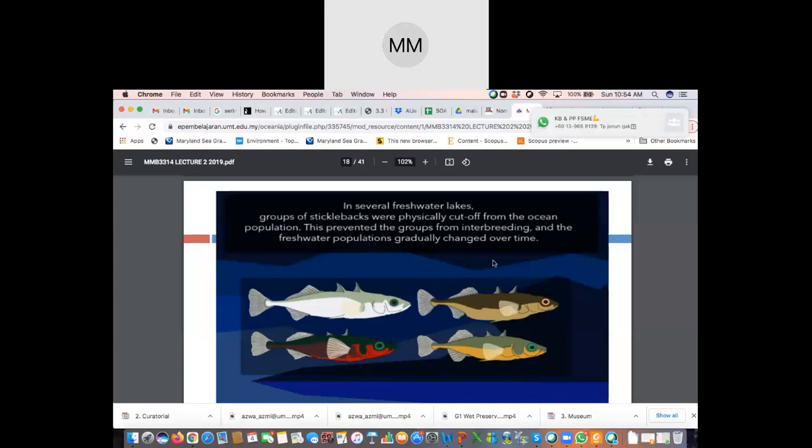From the physical cutoff, they started breeding separately over time, and the freshwater ones started to adapt better to the freshwater lake environment. The pressures of the freshwater environment changed the genetic and morphological aspects of the freshwater sticklebacks. To some extent, the ocean ones and the freshwater ones cannot interbreed.